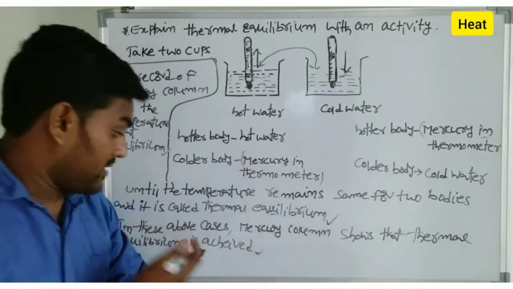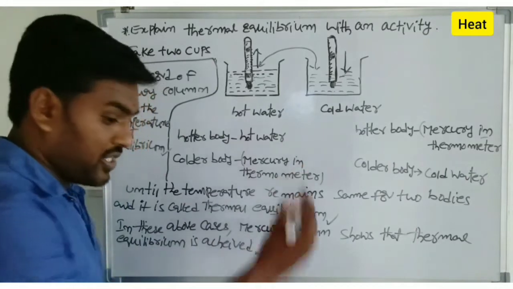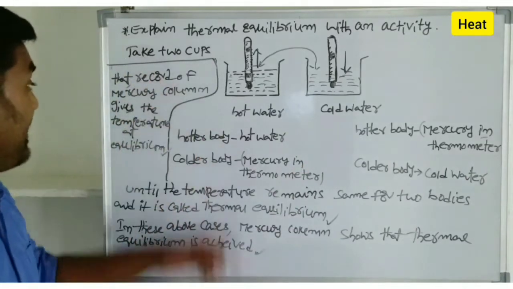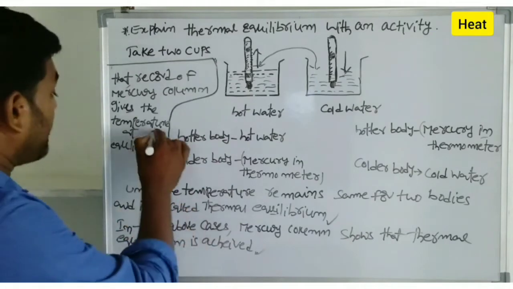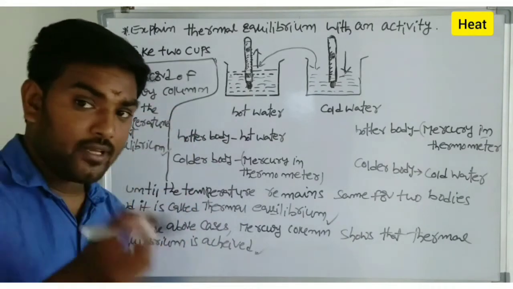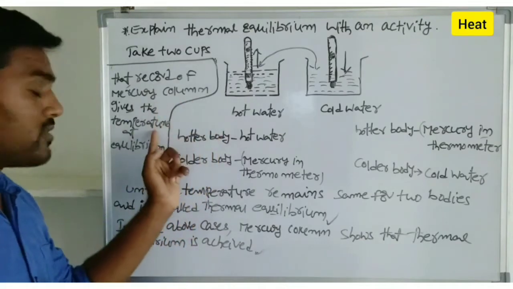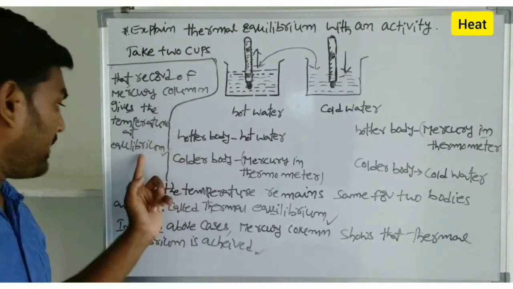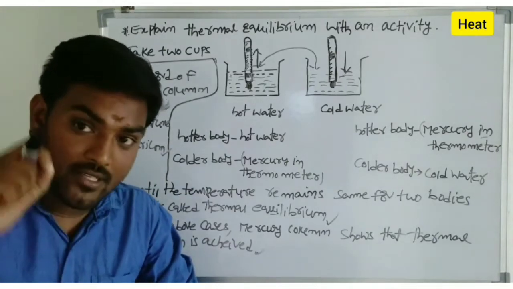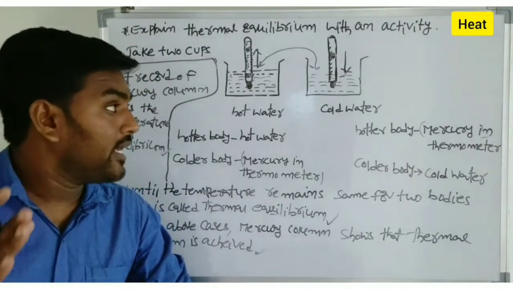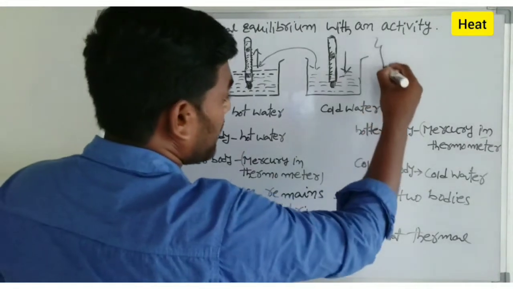In the above cases, the mercury column shows that thermal equilibrium is achieved. So the final point is the record of the mercury column gives the temperature at equilibrium. Temperature is a measure of thermal equilibrium.